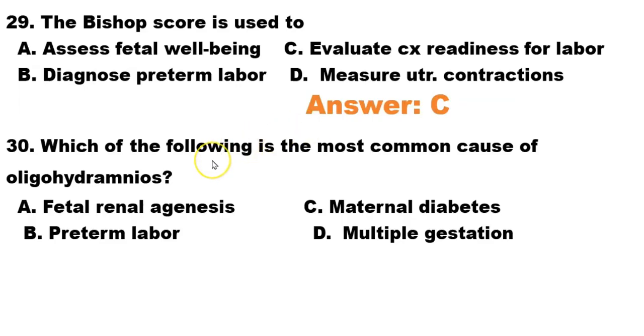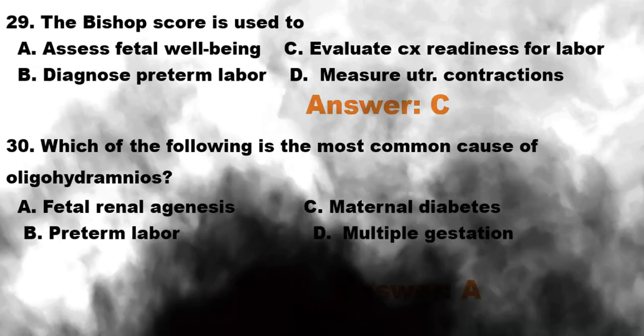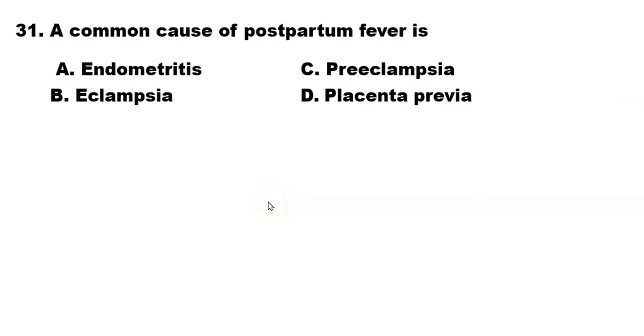The next question: which of the following is the most common cause of oligohydramnios? A. fetal renal agenesis, B. preterm labor, C. maternal diabetes, D. multiple gestation. Think over it for 5 seconds. If you said A, you have got it, because of fetal renal agenesis, or what we call in other medical terms, the absence of kidneys.